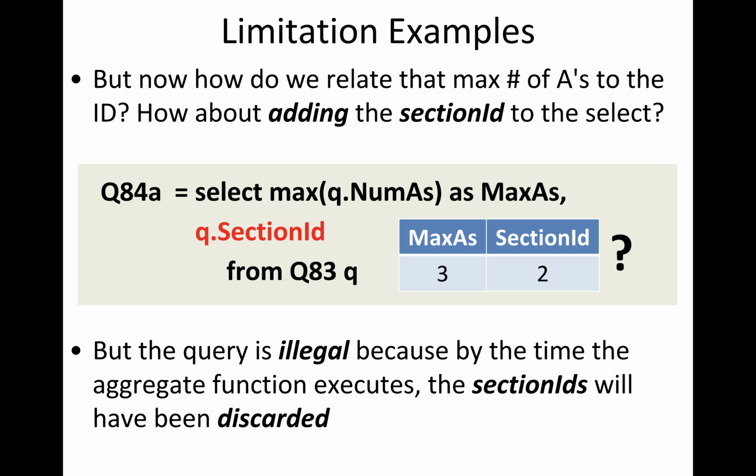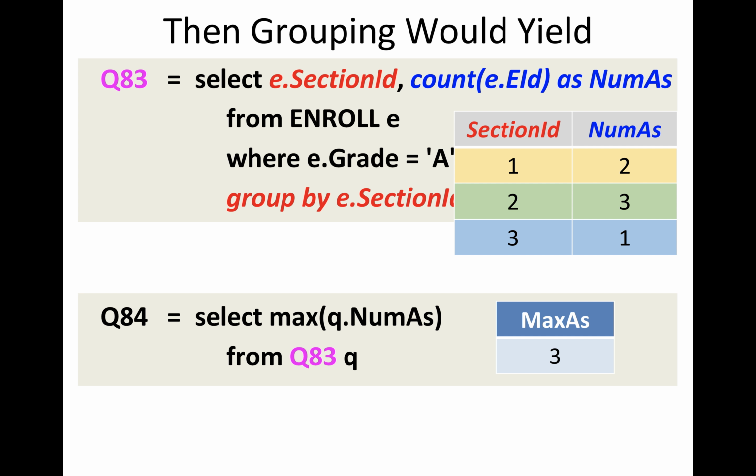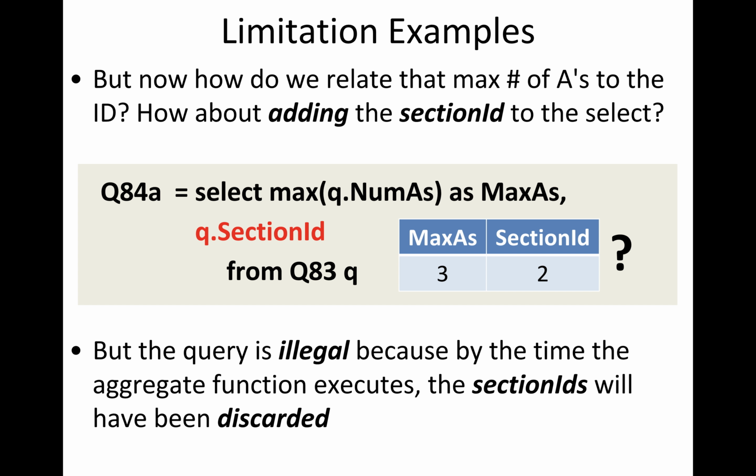And the way we apply this was that from that query, Q83, which one was Q83? Q83 was the retrieval, right, of these over here, and then we selected the max A's. Oh, and the section ID, the section that matched, right, and it gave us section 2 and max A.